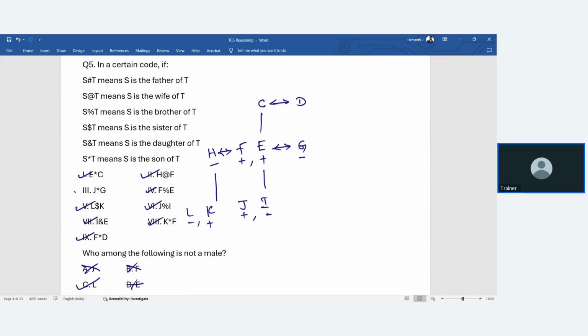Okay, all completed so far. Among C and D, we don't know what their gender is, but L is not a male. That can be decided. L is the sister of K. L is not a male. Blood relation question. The question is very simple: who is not a male among the options?